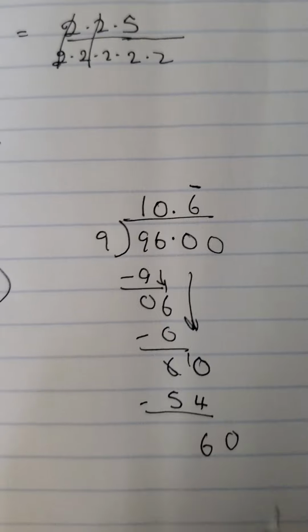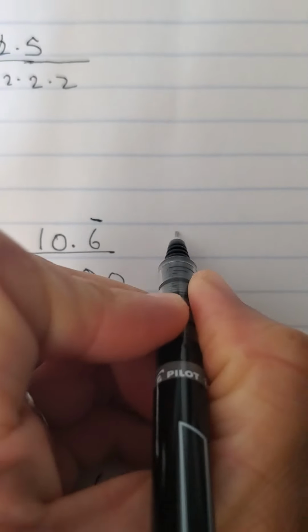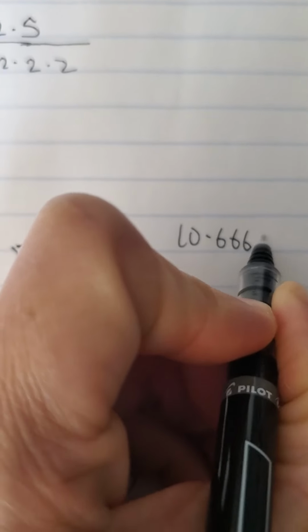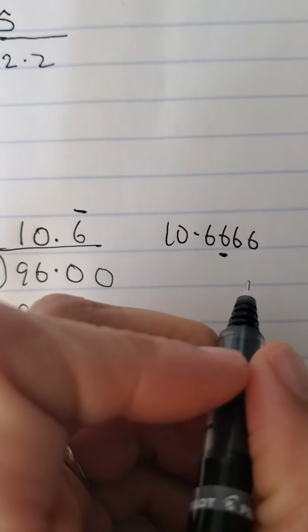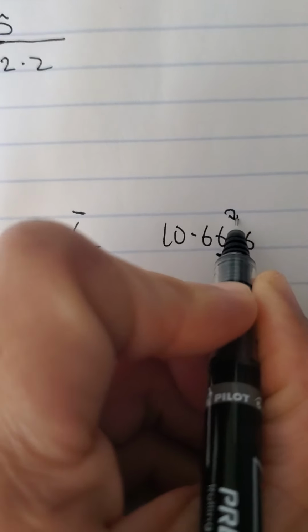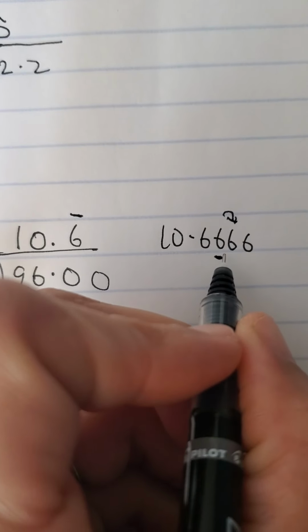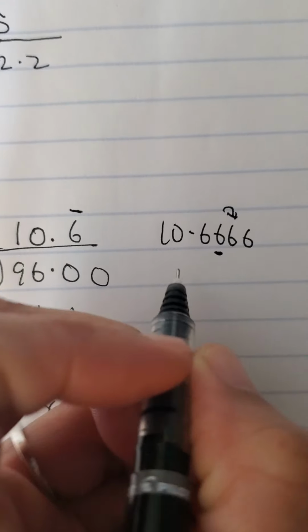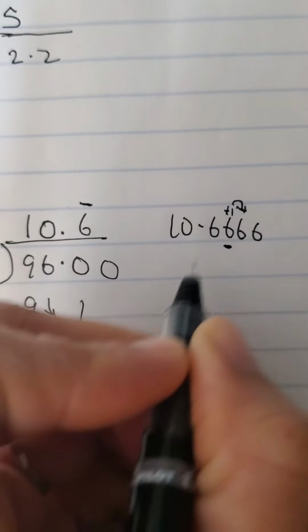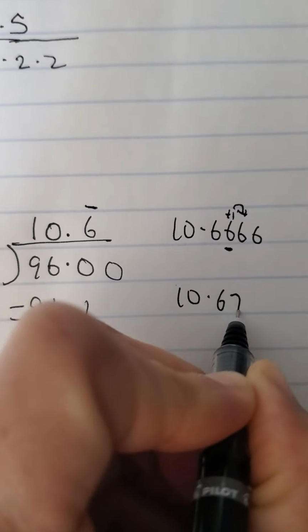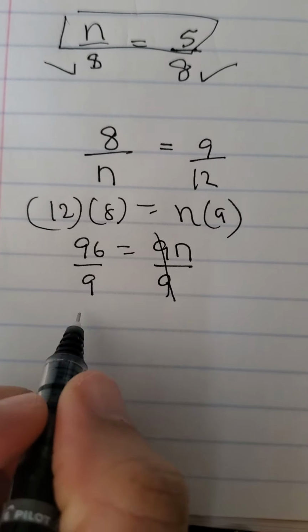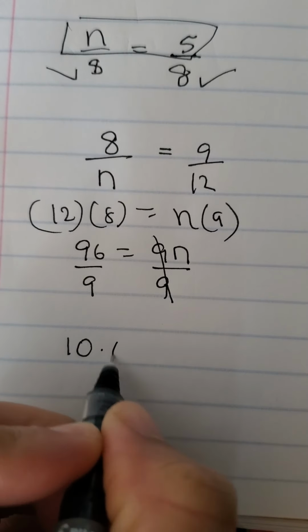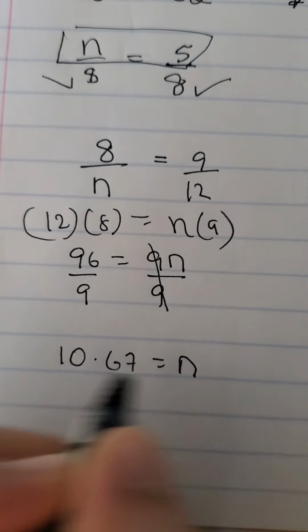So if it takes us to the nearest hundredth, this would be 10.66666. Here is the hundredths place. We're doing rounding now. The number to the right of our place value digit is greater than 5. So this will increase by 1. So it'll be 10.67. So our value for n is 10.67, n equals 10.67.